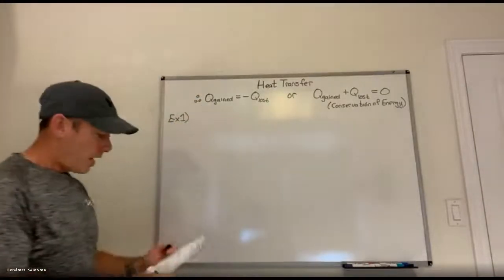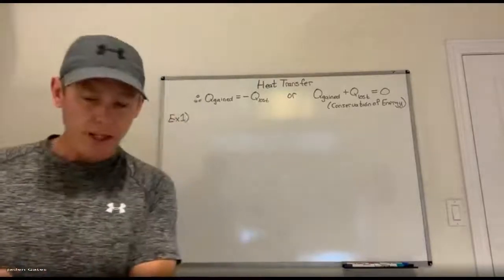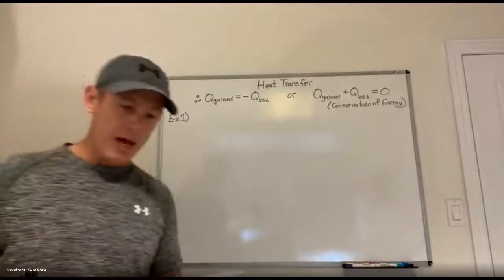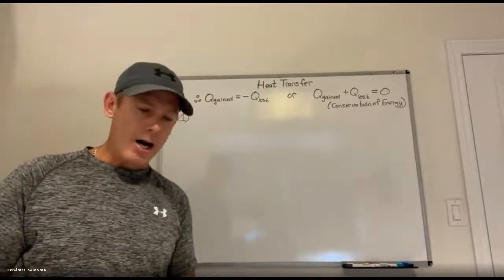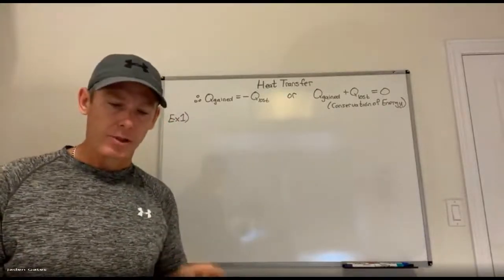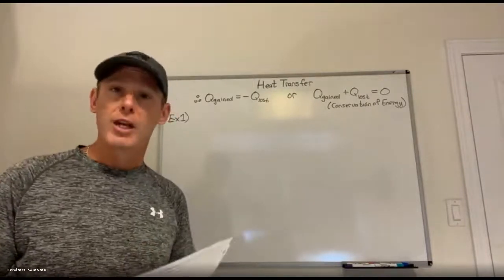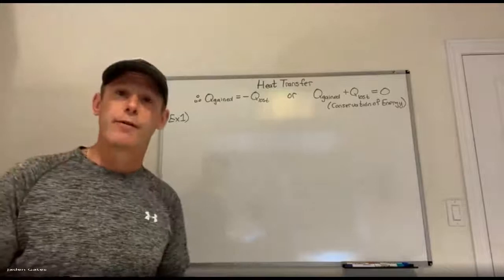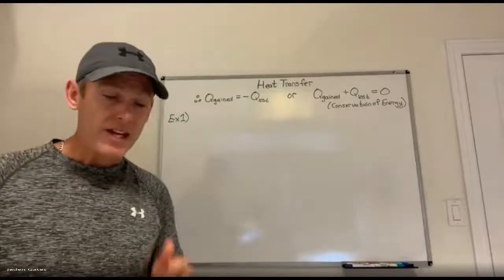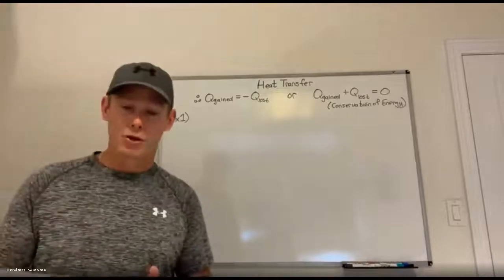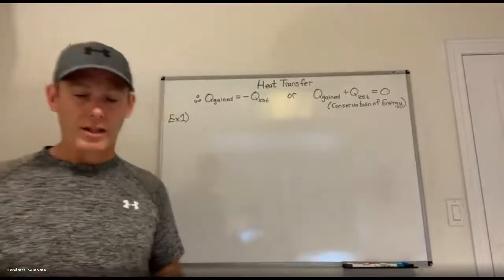Example 1. It says if 200 milliliters of alcohol, which has a C value, specific heat capacity, of 2,500, at 20 degrees Celsius is placed in 1 liter glass of liquid that has a specific heat capacity of 4,800, that is at a temperature of 0 degrees, determine the final temperature of the alcohol and the liquid.